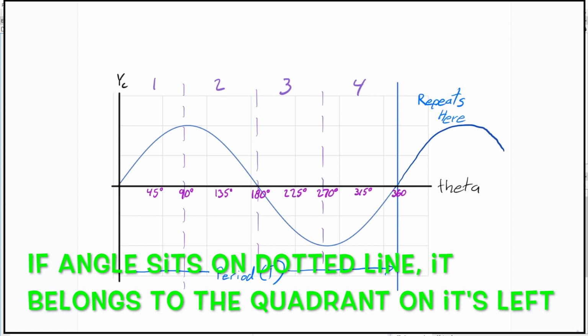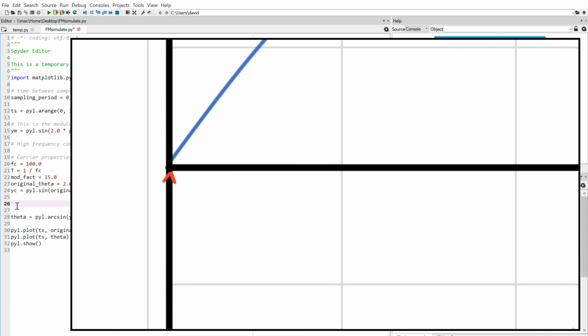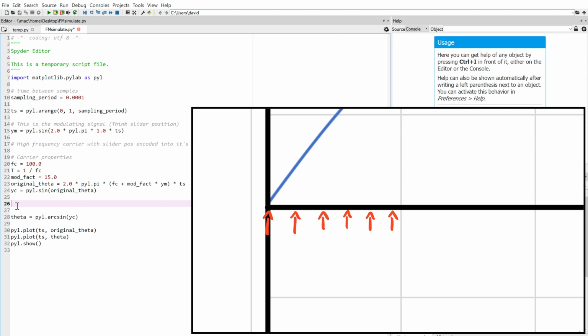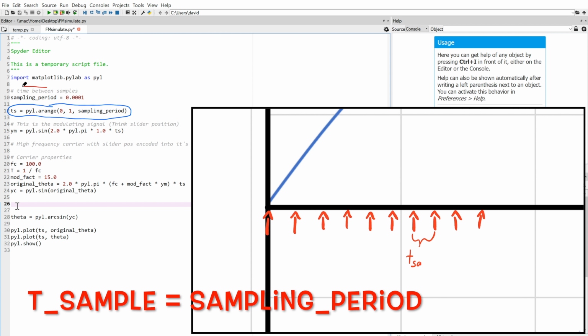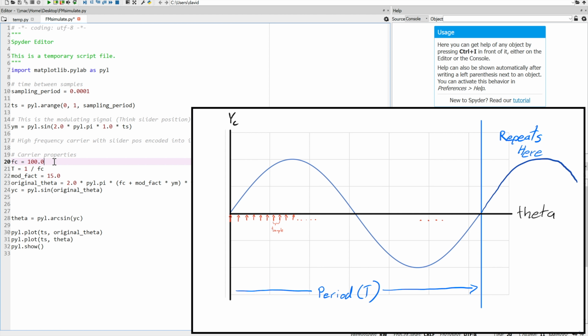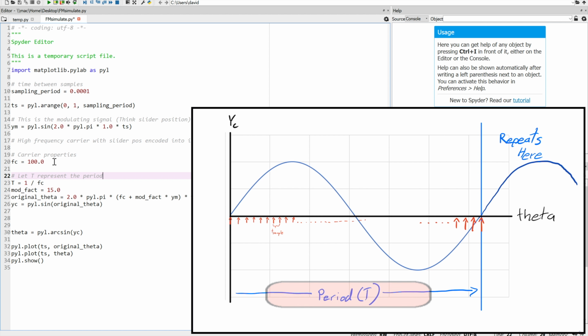This brings us to the next task of calculating how many angles are in each quadrant. To do this, a couple facts need to be understood. The first being that all angles held in theta are indexed by the time values held in the array TS. Second, the time that expires from one angle to the next is defined by the sampling period. Third, the total time that must expire to produce 4 quadrants, or 360 degrees worth of angles, is defined by the period.